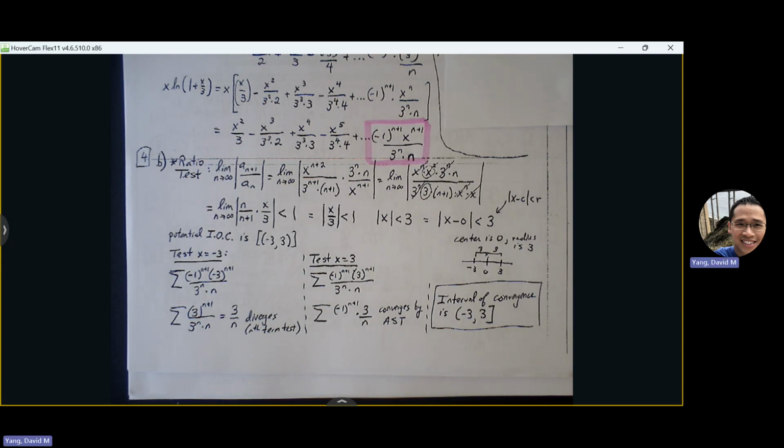So once we can get that cleaned up, we can get it into that |x minus c| is less than r. We know 3 is your radius of convergence. Your center is at 0. We can build your potential interval of convergence, and then you test your endpoints. One endpoint is going to diverge by nth term test. The other endpoint will converge by an AST.